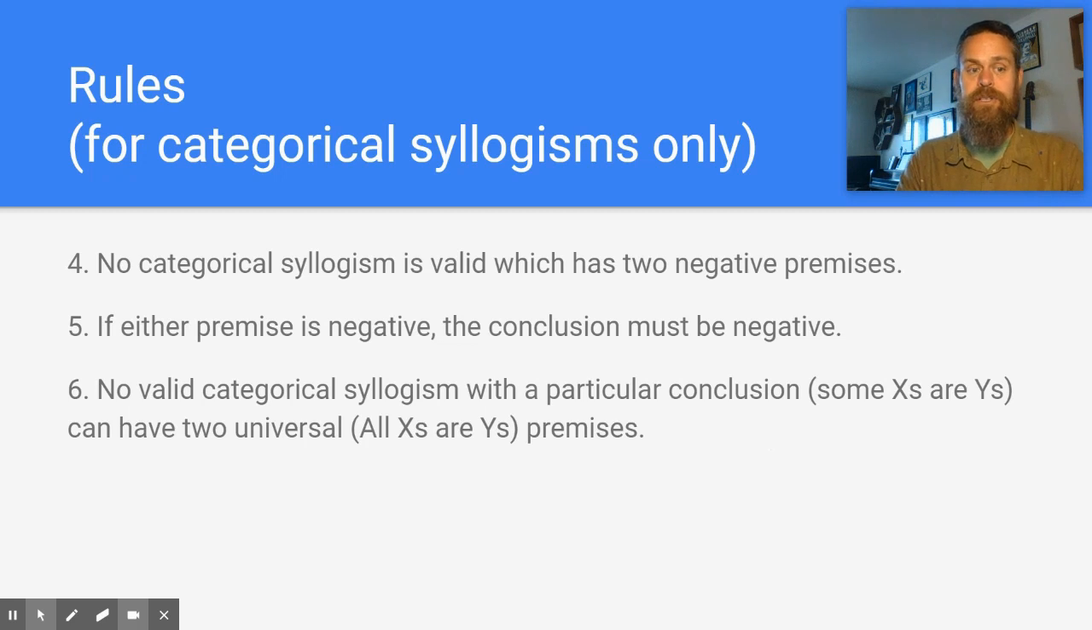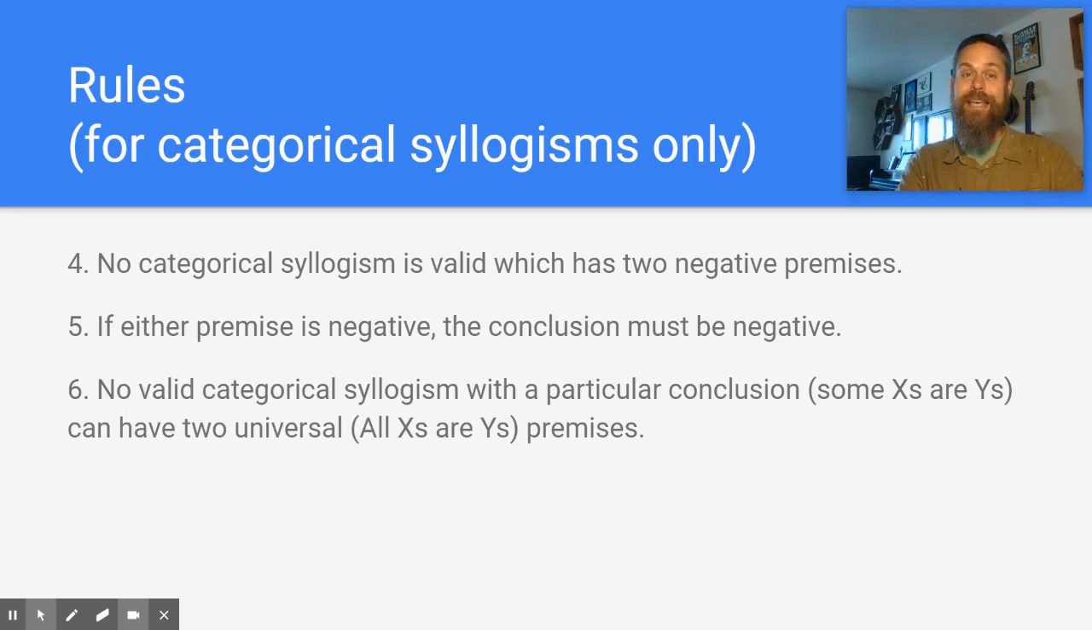No categorical syllogism with a particular conclusion, some X's are Y's, can have 2 universal premises, all X's are Y. So if it says all A are B, all B are C, therefore some A are C, invalid form. Okay, so I hope these 6 rules help you.